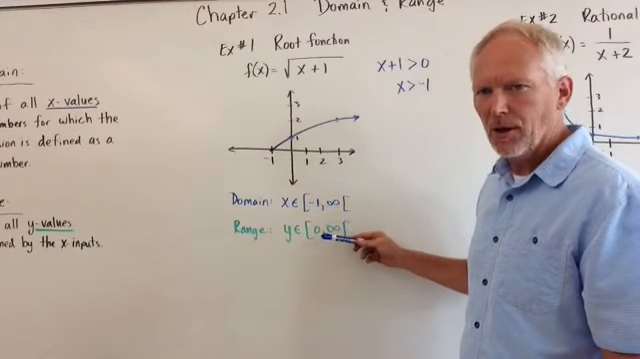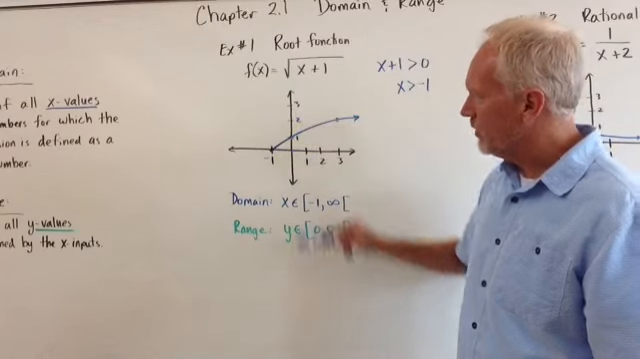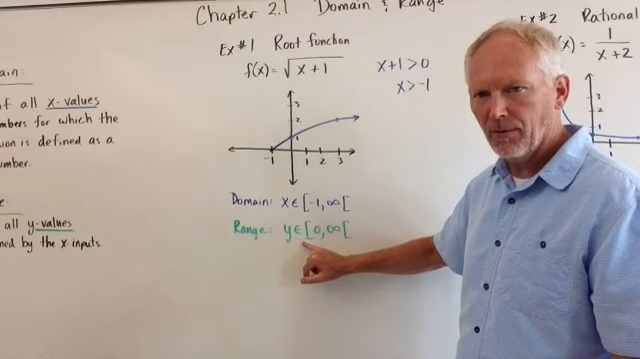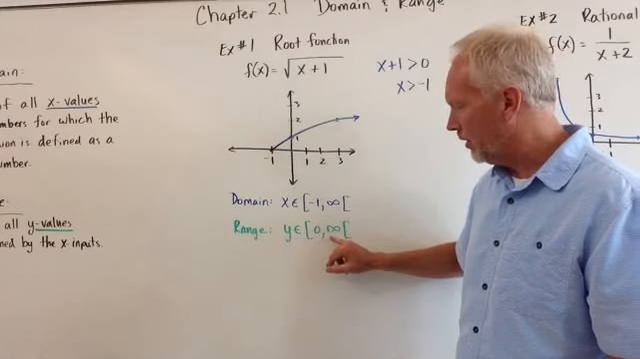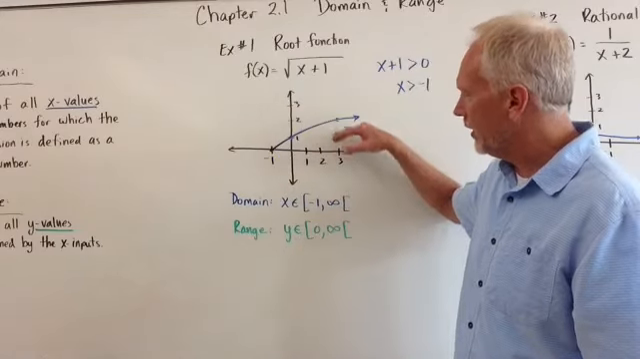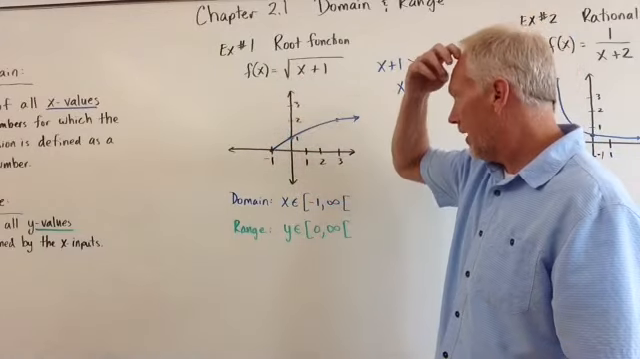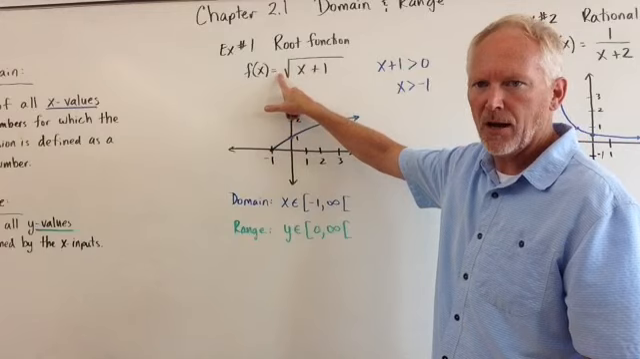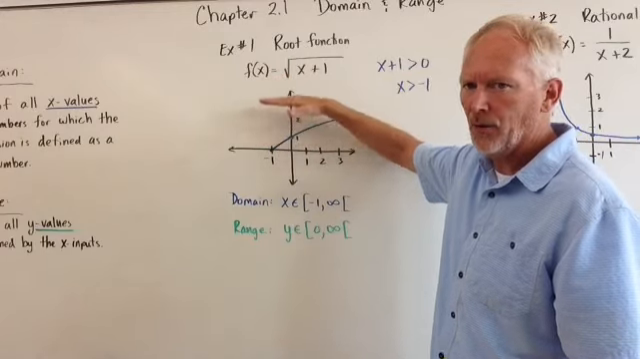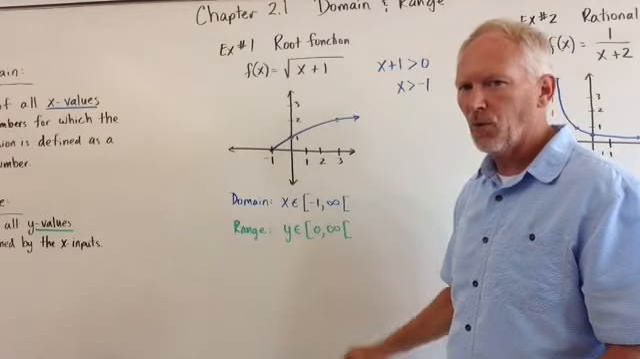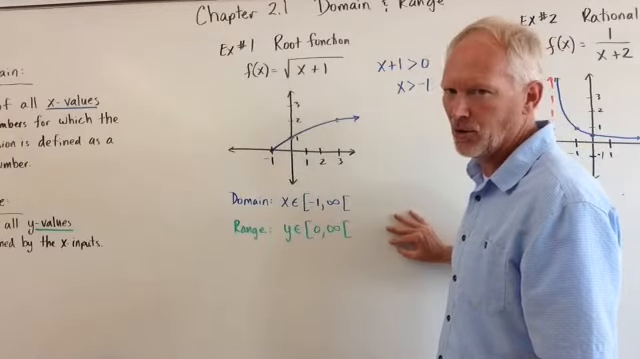The range. Now, as a result, we say that y is an element from 0 included to positive infinity. All right? So everything in the positive nature. And that's because we have a positive outside the radical. So we want all y values that are positive as a result of this. There isn't any way for us to get a negative in this situation.